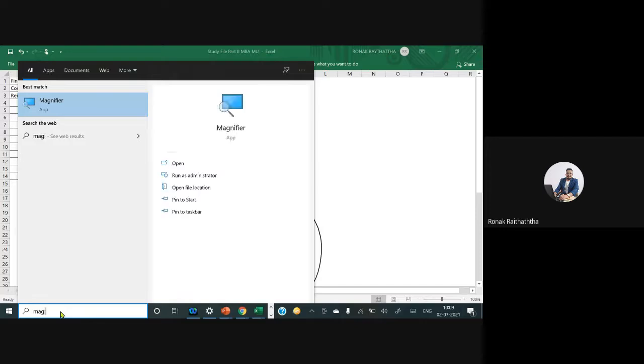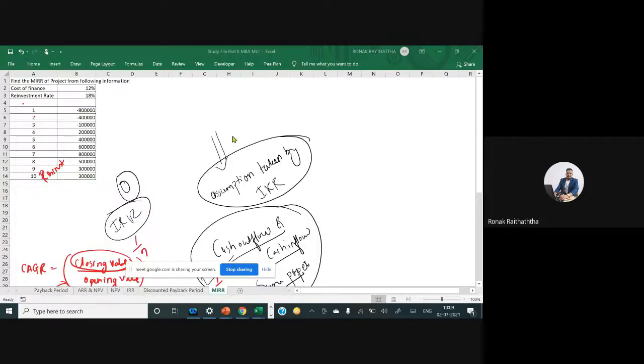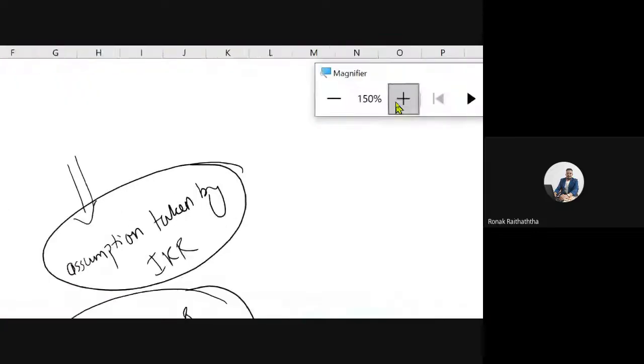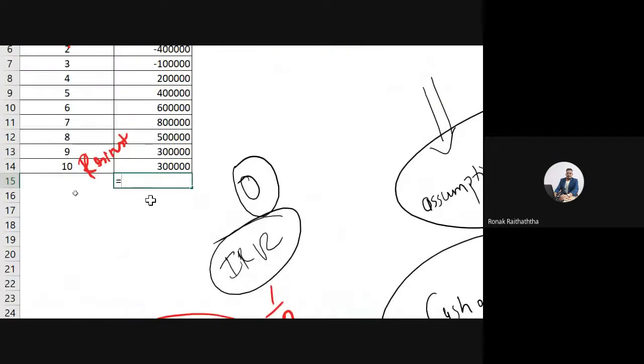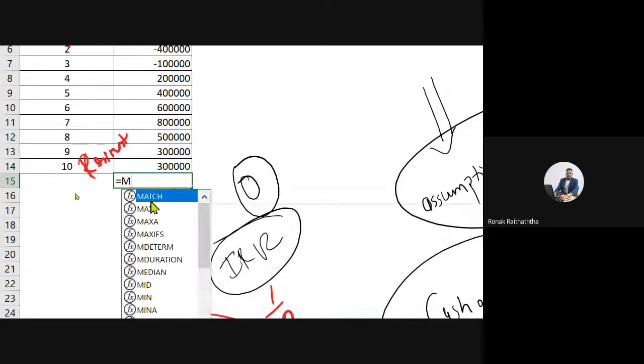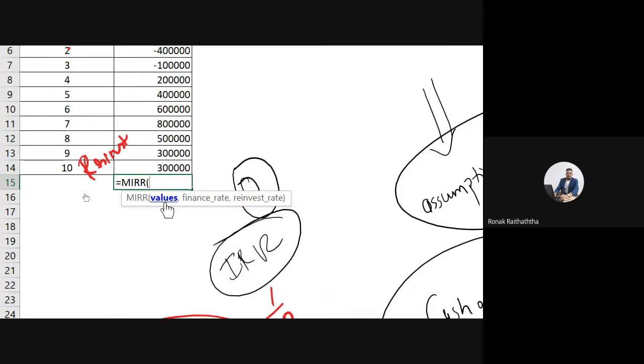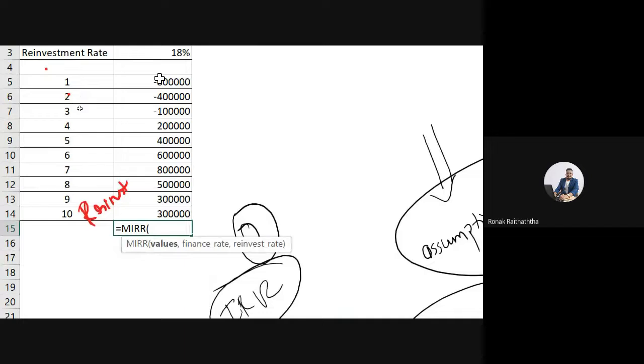Let me use a magnifier so that you get it in a better way. Good. So say I am finding the MIRR over here, starting with the sign of equals to MIRR, opening the bracket. So the first thing you require is the values. Just select all the negative outflows and positive cash flows. Obviously, Excel will consider negative as the outflow and positive as the inflow.